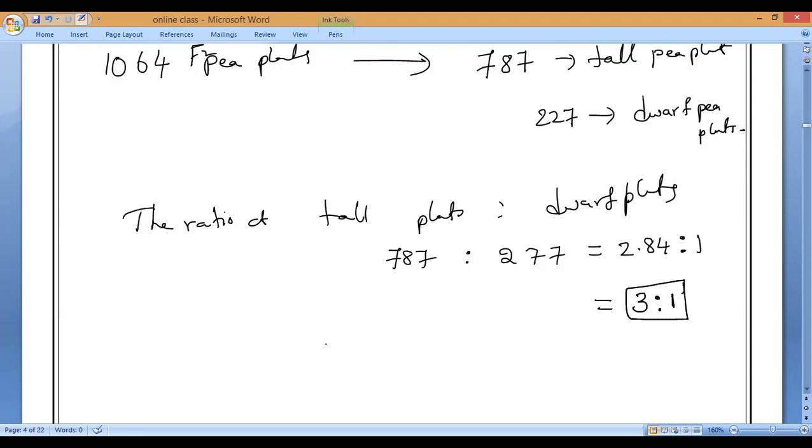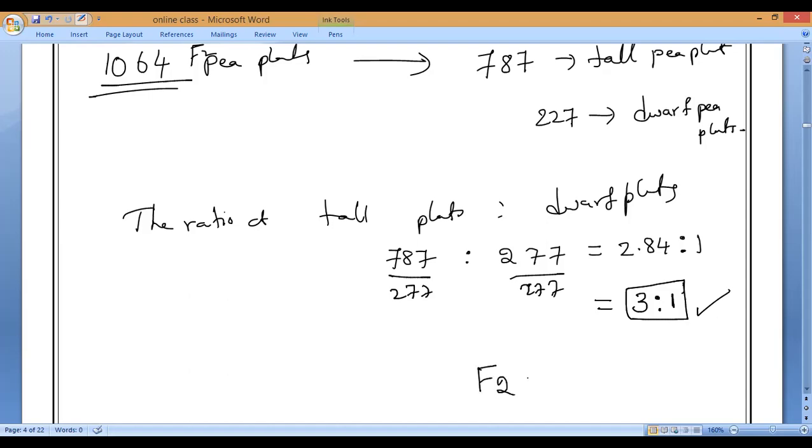He noticed in the F1 crossing, in all the F2 generation, out of a total of 1064, around 787 are tall plants and 277 are short or dwarf plants. He divided by 277. Nothing else has been done. So approximately you get 2.84 to 1, which equals 3 to 1. So this is the major result: the ratio of tall plants to dwarf plants in the F2 generation.